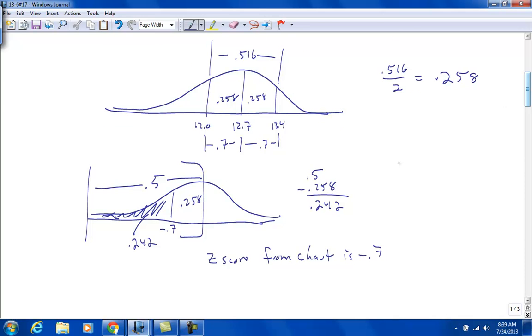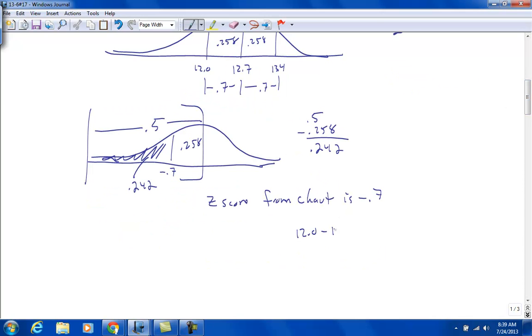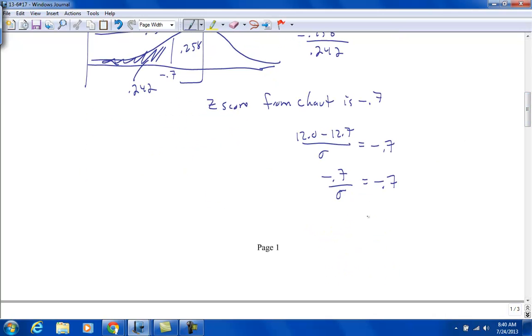So we would do 12.0 minus 12.7 over sigma is negative 0.7. So 12.0 minus 12.7 is negative 0.7 over sigma is negative 0.7. Okay. If I flip both sides, sigma over negative 0.7 is 1 over negative 0.7. So sigma would be negative 0.7 over negative 0.7. So sigma would be 1. The standard deviation for this problem is 1.